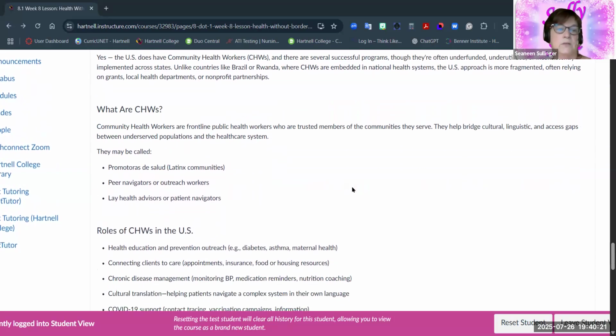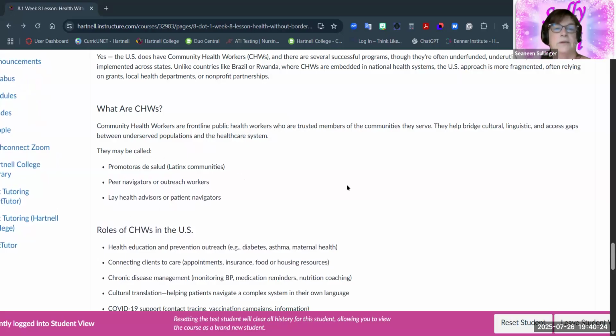So this describes what they do, names that you might hear. They're frontline public health workers, trusted members of the community. So they're in the community already, so people trust them, and they bridge the gaps between culture, language, and so on, to help people understand and educate them about their disease processes.